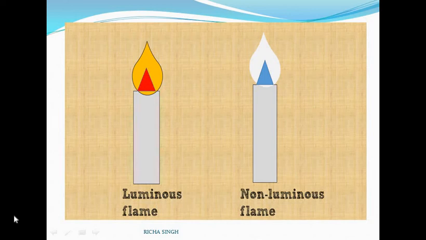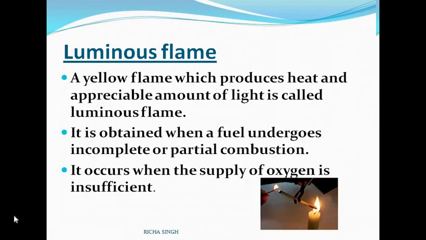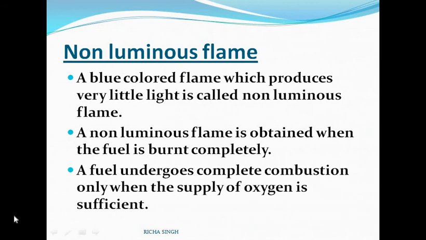Same way, non-luminous, if we talk about, a blue colored flame which produces very little light is called non-luminous flame. A non-luminous flame is obtained when the fuel is burnt completely. In other words, it can be said that when a fuel undergoes incomplete combustion, it produces luminous flame, and when a fuel undergoes complete combustion, it produces a non-luminous flame.